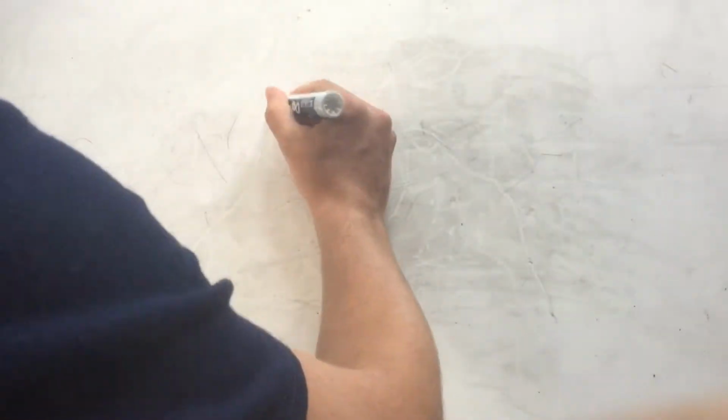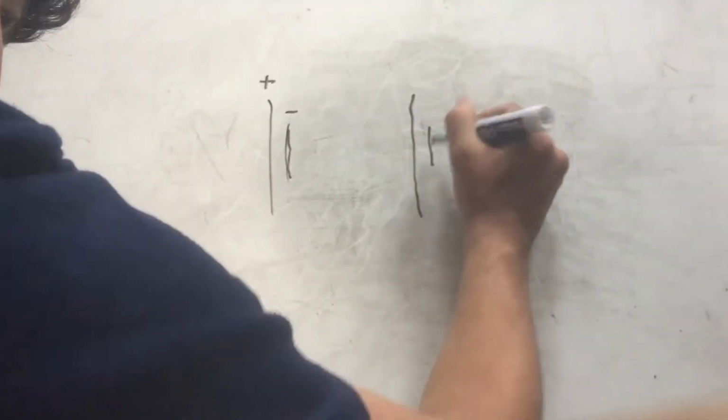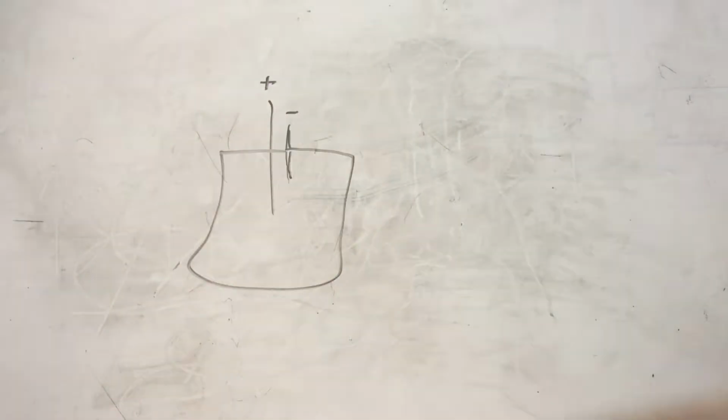A battery's symbol in a circuit diagram is two or more bars like this, where the positive terminal is the longer of the lines and the negative is the shorter one. When electrons are given a path from one terminal of a battery to the other using a wire, electrons will begin to flow through our circuit, creating what we call current.